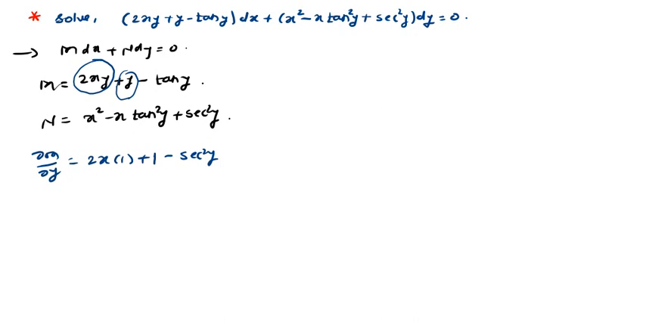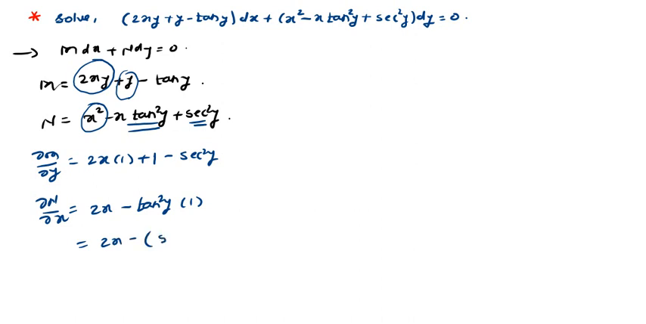Again find out ∂N/∂x. Its derivative with respect to x will be 2x. And the derivative of minus x tan square y with respect to x: tan square y is constant, so keep it as it is, and the derivative of x is 1. And the derivative of sec square y with respect to x will be 0. So this is nothing but 2x minus, I can write this tan square y as sec square y minus 1. So finally we see 2x minus sec square y plus 1.